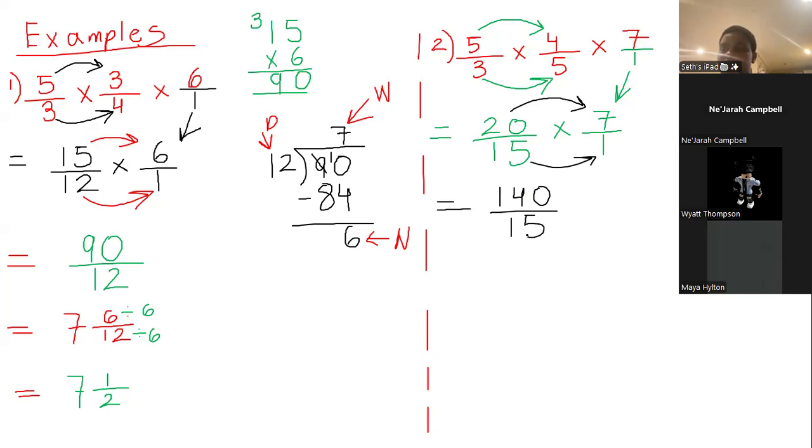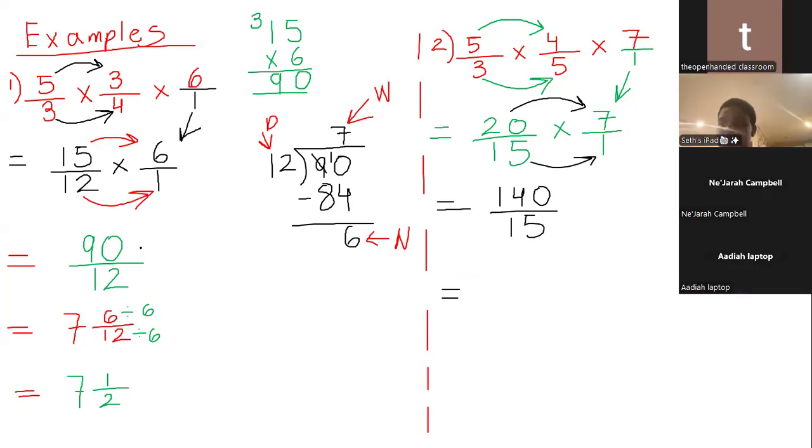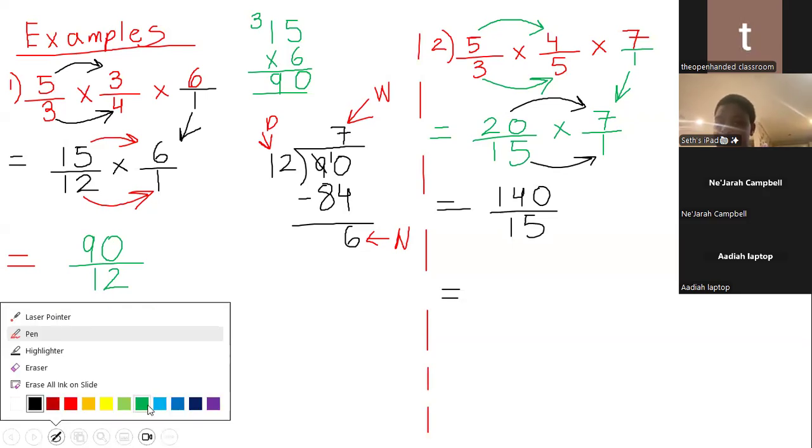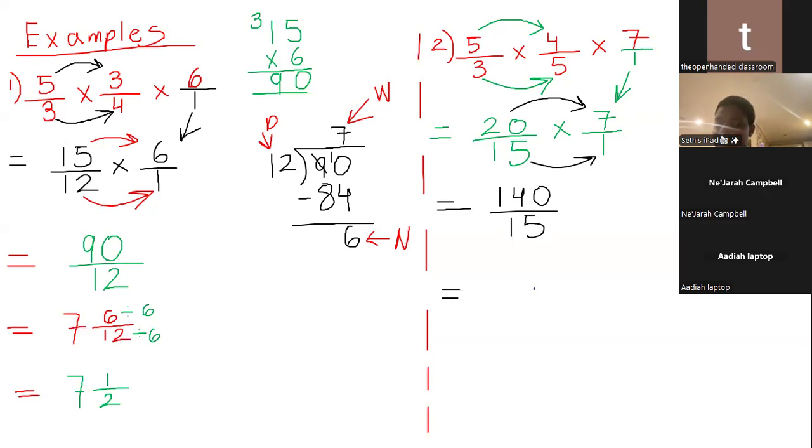140 over 15. Okay, are we done? No, sir. What do we have to do? We have to divide. Divide, very good. Divide what? 15 divided by 140. So 140 divided by 15.